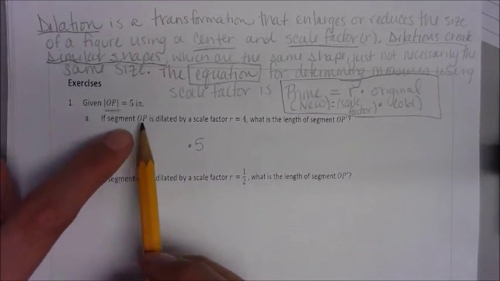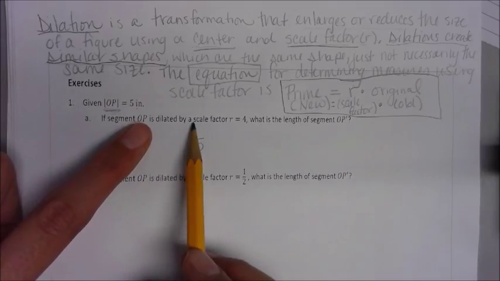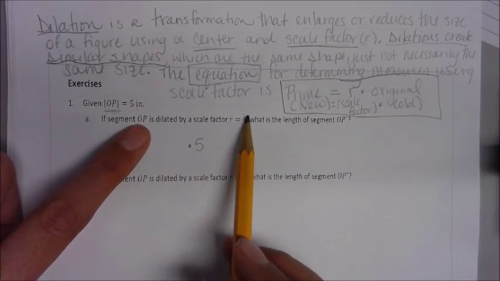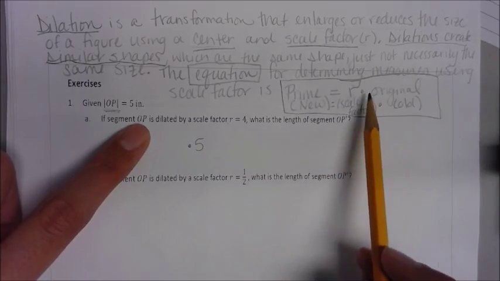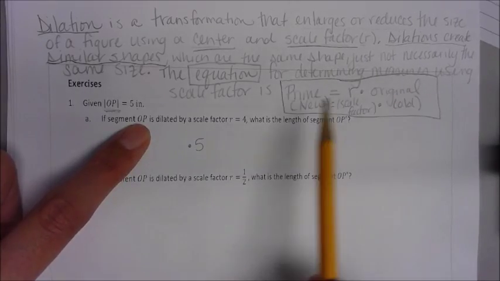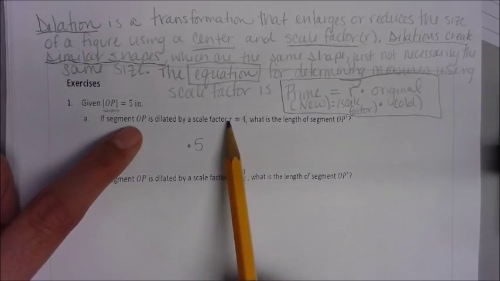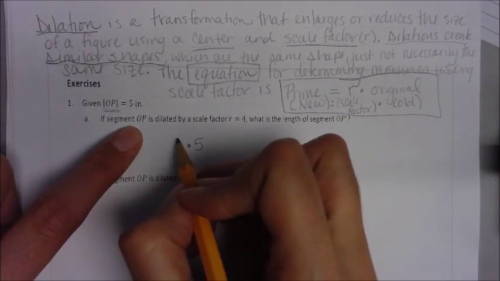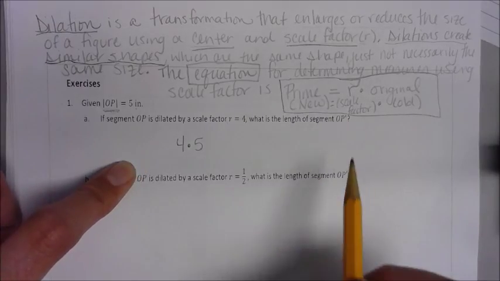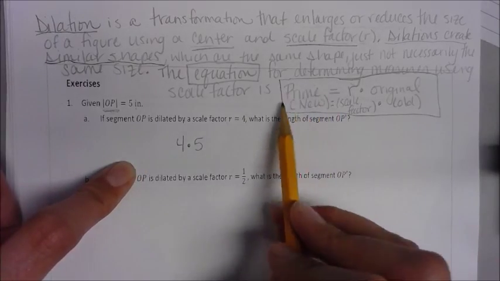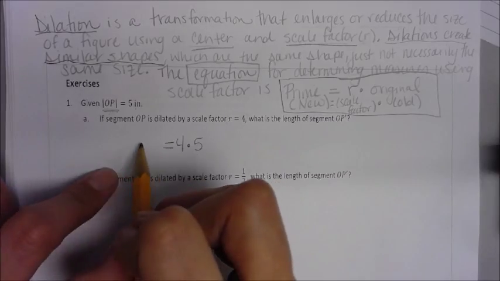If this segment is dilated by a scale factor of 4, so our scale factor equals 4, so I look up here in my equation, scale factor is times the original measurement. We already have the original measurement, so I plug in 4 for my r. What is the length of segment OP prime? So now I know that one's the prime measurement. So I'm looking for this OP prime.